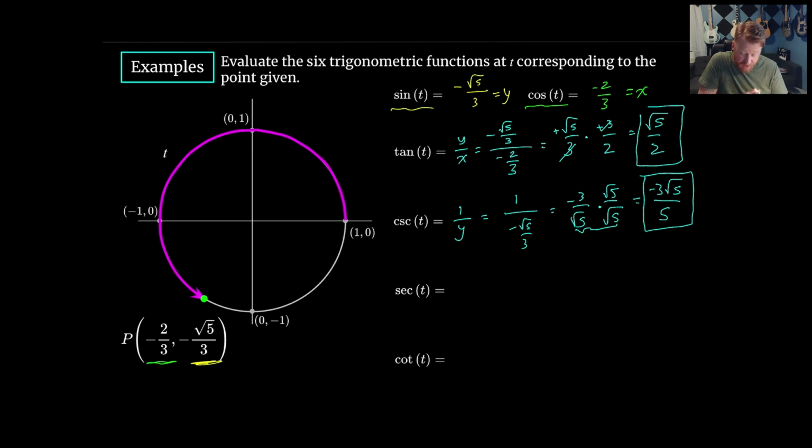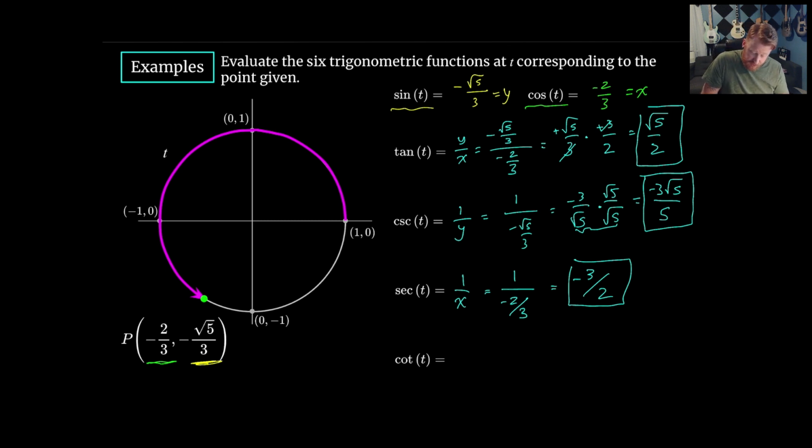I suppose I could have just gotten that straight from the sine of t by knowing it's the reciprocal and just taking this reciprocal straight away and then rationalizing the denominator, but this works as well. Same thing with secant of t. We know that this is 1 over x from the definition, so we're going to get 1 over negative 2/3. Again, we can take the reciprocal of the denominator and we will get negative 3/2. So that one falls into our lap fairly straightforward there.